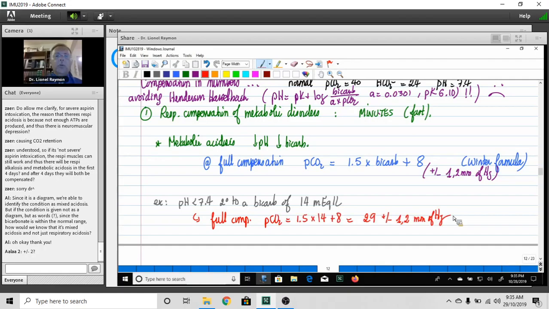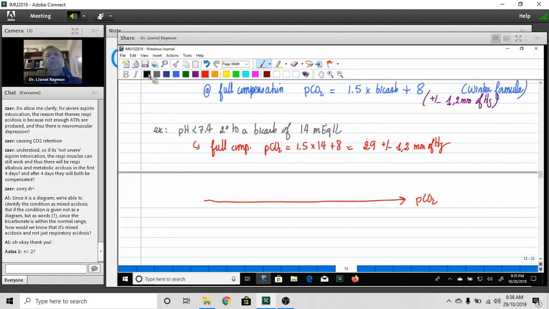So look what I'm going to do. I'm going to make an arrow showing you your PCO2. I'm going to remind you that it used to be at 40. I'm going to tell you if it goes to 29, it's a full compensation when your bicarb is at 14. Therefore, if I'm anywhere between 29 and 40, maybe I'm at 32, what am I going to be able to say if PCO2 is at 32? Am I fully compensated, partially compensated, or do I have a mixed disorder? 32 for PCO2. What would you say? Anything between 29 and 40, you have partial compensation.